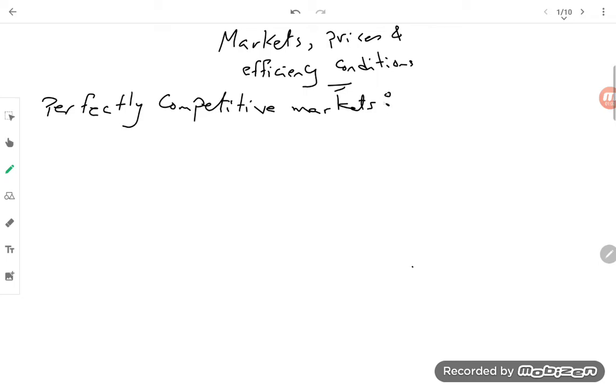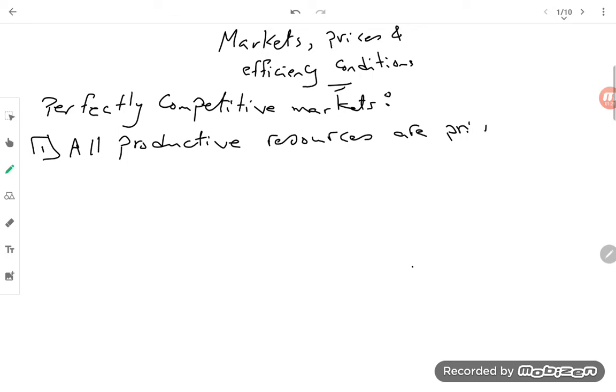But what do we mean by a perfectly competitive market? A perfectly competitive market exists if, number one, all productive resources are privately owned, which means that there is no government intervention. Number two, products are identical to each other.